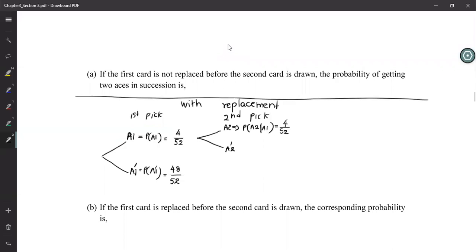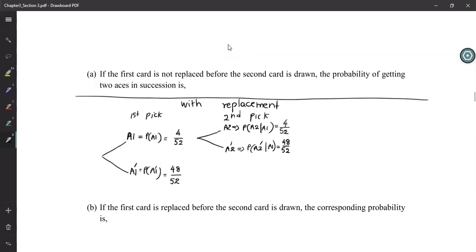Now let's move on to the second branch. What is this one? Probability that the second is not A given first is A. Remember, you replace the cards, so it doesn't matter whether it is A or not. Still, you have 52 cards, and there are 48 not A's.